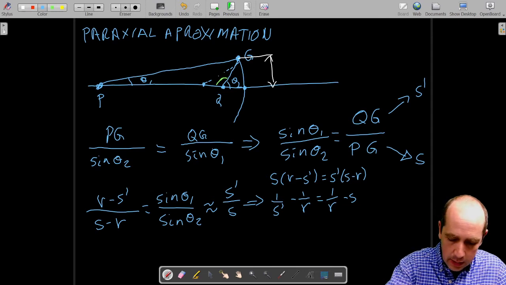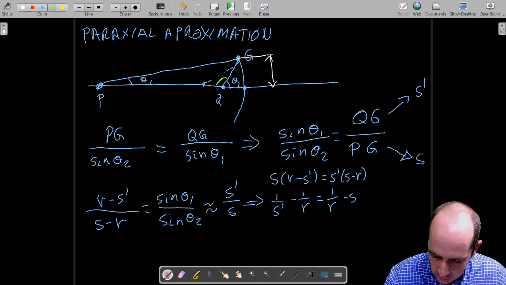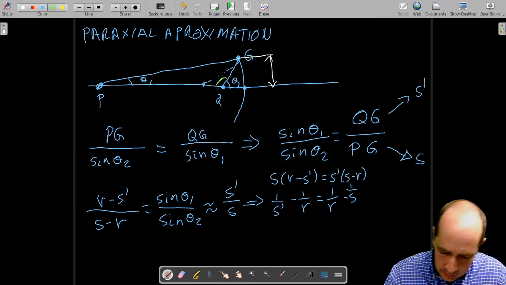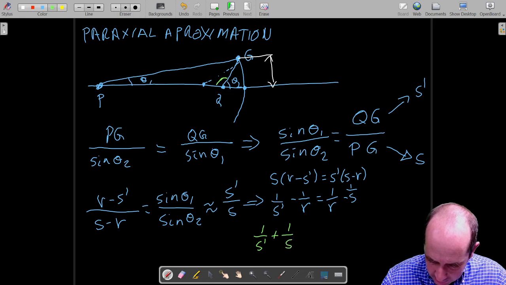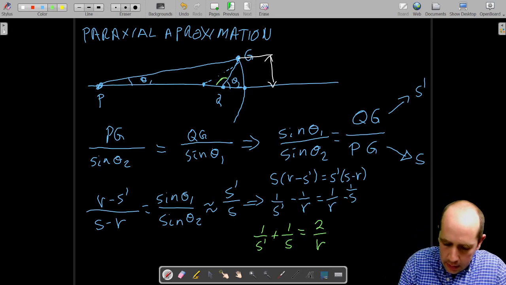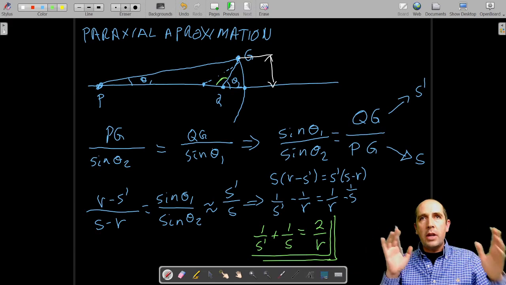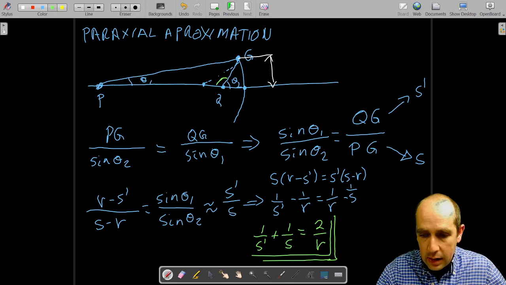And from here we obtain, I'll change the color because it's important, 1 over S prime plus 1 over S equals 2 over R. If you see, this is the relationship between the radius and the positions of the image and the focal point.